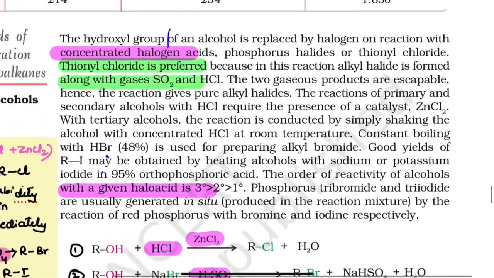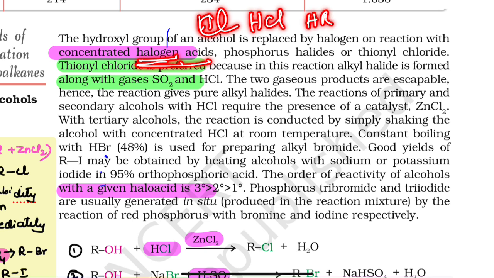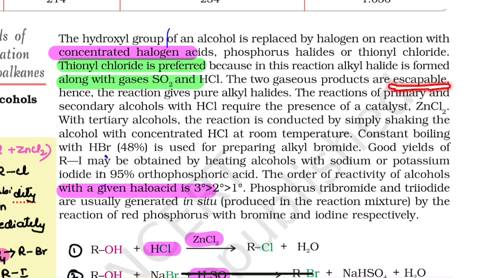So here we will see what is given. The hydroxyl group of alcohol is replaced by halogen on reaction with concentrated halogen acid. Students, halogen acid means HCl, HBr, HI; all these are called halogen acids. Then phosphorus halide, thionyl chloride. Thionyl chloride is preferred because SO2 and HCl are gases, which will go out easily. The two gaseous products are escapable, hence the reaction gives pure alkyl halide.